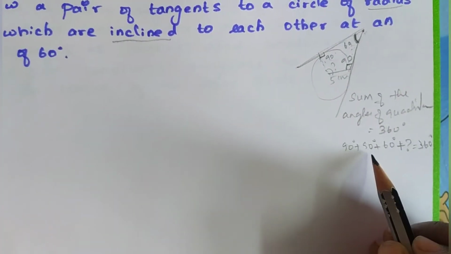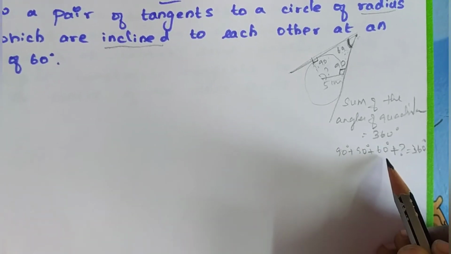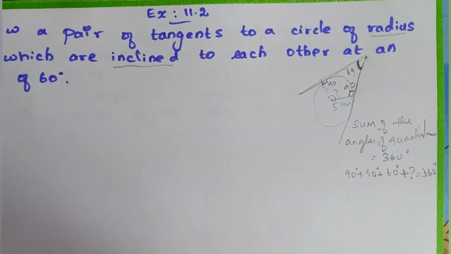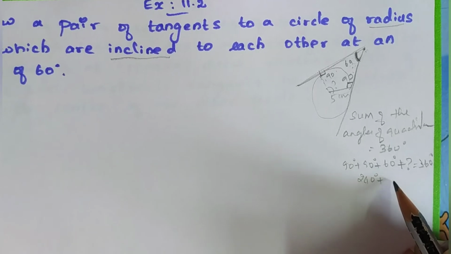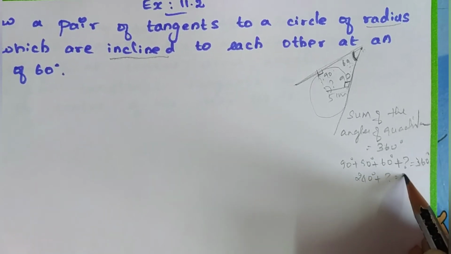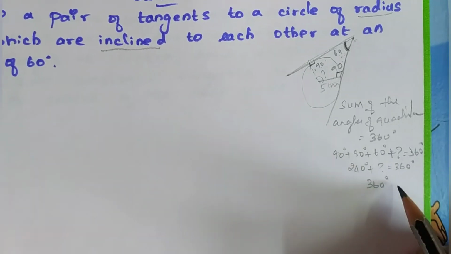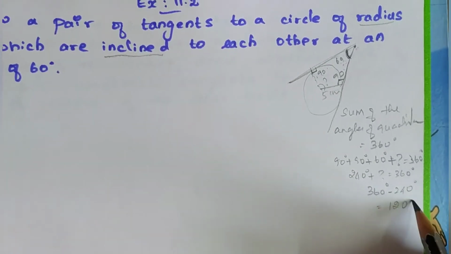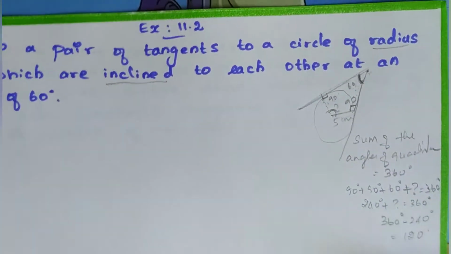90 plus 90 is 180 degree, and 180 plus 60 is 240 degree, plus center angle is equal to 360. So 360 degree minus 240 degree will be 120 degree. So from the center you have to construct 120 degree. Are you all clear?